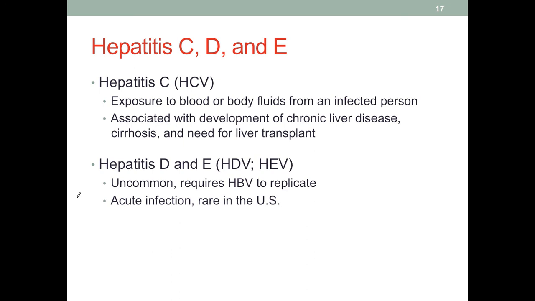Then we also have hepatitis D and E. These are uncommon compared to the first 3 types, and they usually require a co-infection by HBV to replicate. Therefore, you won't really get hepatitis D or hepatitis E by itself. So if you do have one of these 2, then you would also have HBV as well. These are acute infections that are rare in the US and are definitely not as common when compared to the other 3 we discussed.